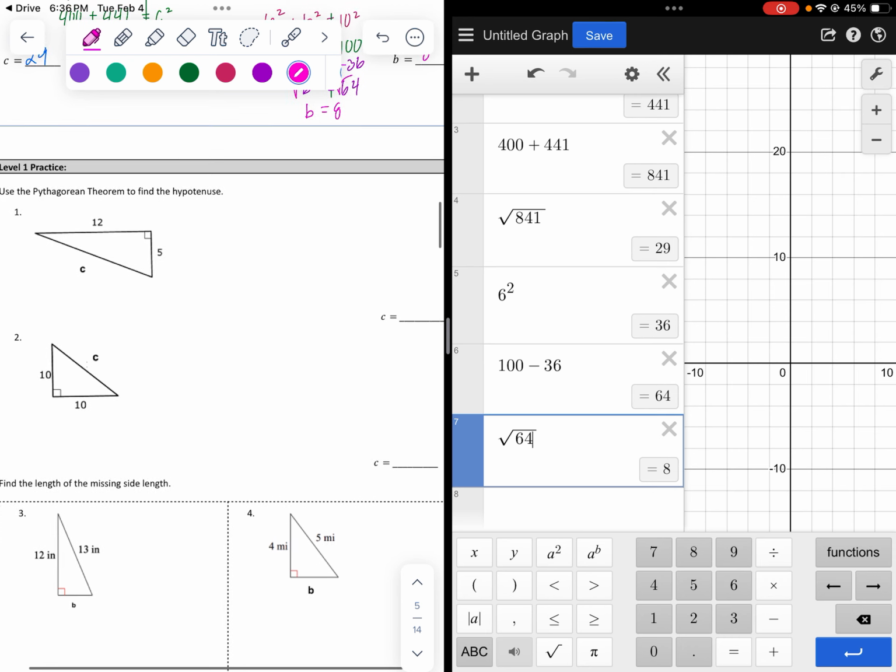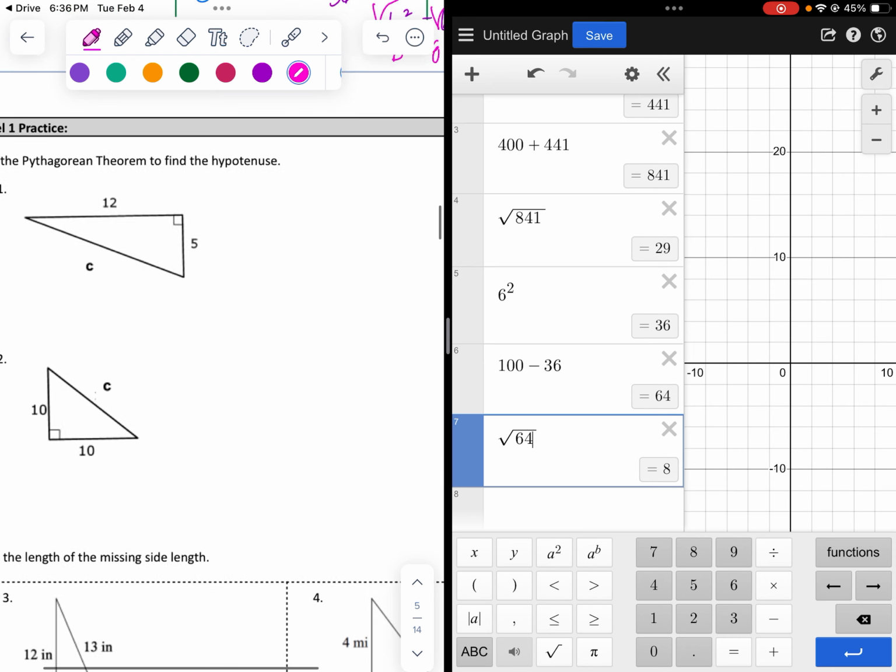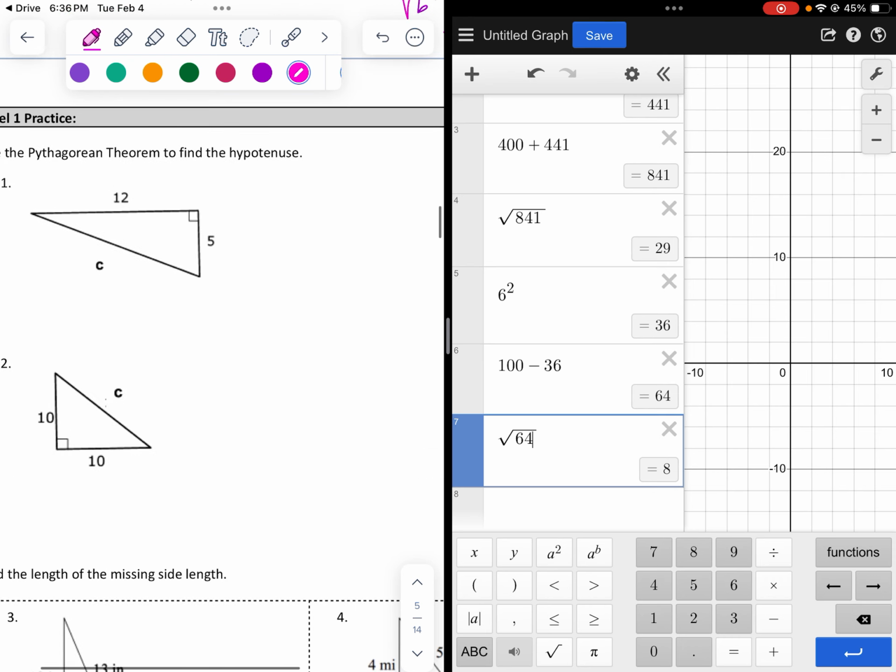So same exact thing, right? My first example, I'm trying to find c, so here's my a and my b. So I have a squared plus b squared is equal to c squared. A is, in this case, 12. So I have 12 squared plus b, which is 5, 5 squared is equal to c squared.